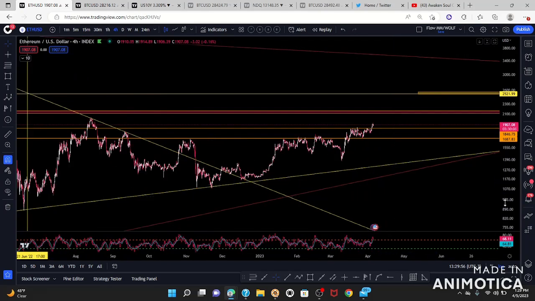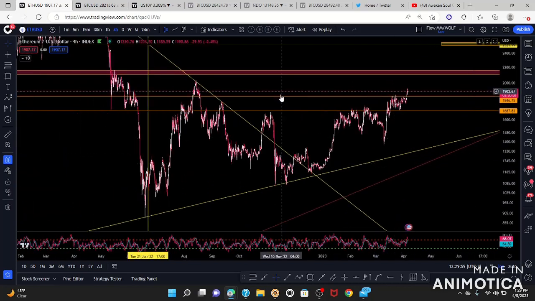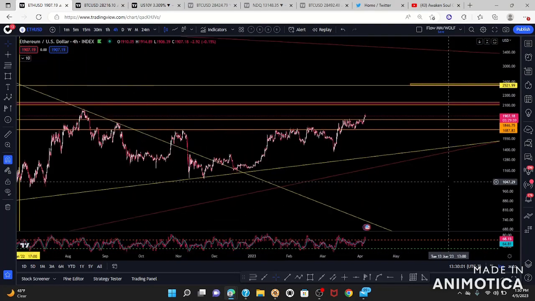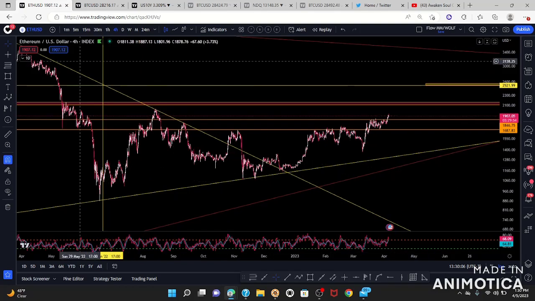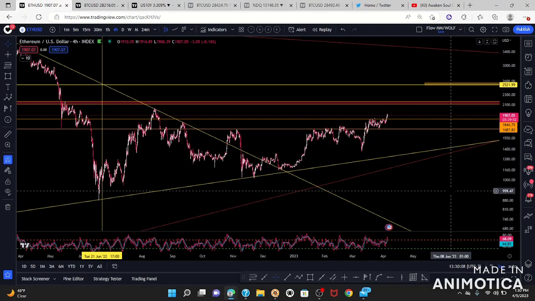So again, I'm just looking at price action. I created some trend lines. Sorry, I'm thinking a lot. I haven't seen the charts all day, so I'm just going with the flow here. So I created my daily.